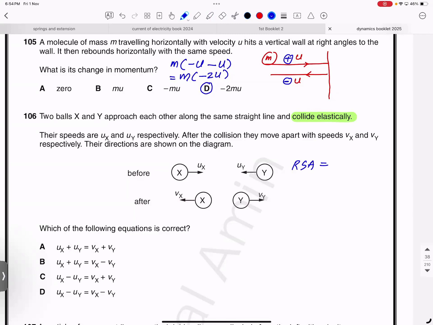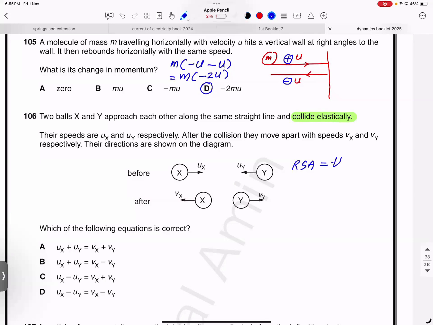My dear students, when the bodies move in opposite directions, their speeds are to be added. So you will add the speeds: it will be ux plus uy. And when they move apart afterwards, still moving in opposite directions, it means the relative speeds of approach and separation must be equal.